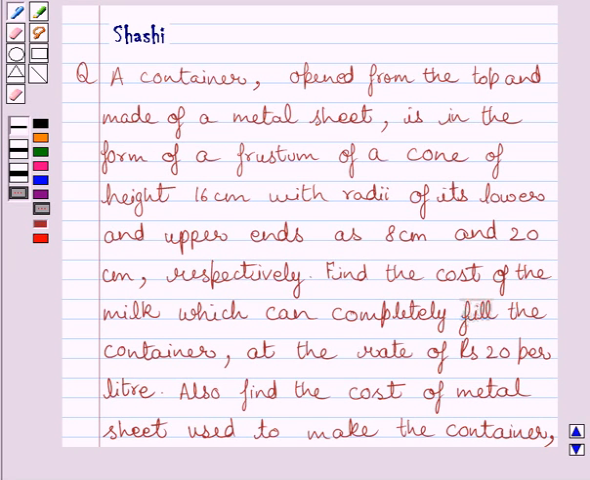Let us discuss the following question. Question says, a container opened from the top and made of a metal sheet is in the form of a frustum of a cone of height 16 cm with radii of its lower and upper ends as 8 cm and 20 cm respectively. Find the cost of the milk which can completely fill the container at the rate of rupees 20 per liter.